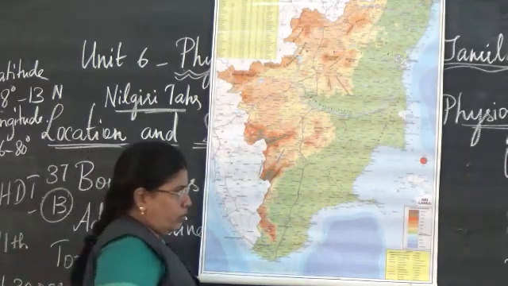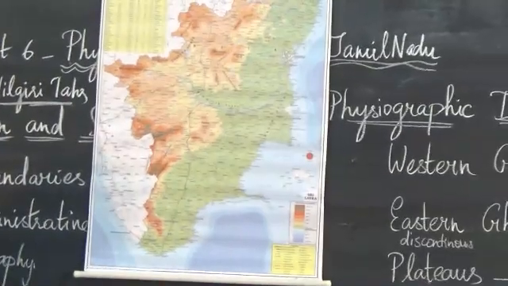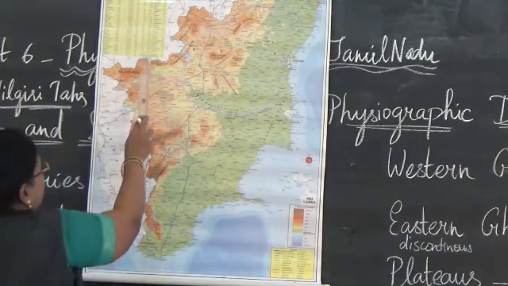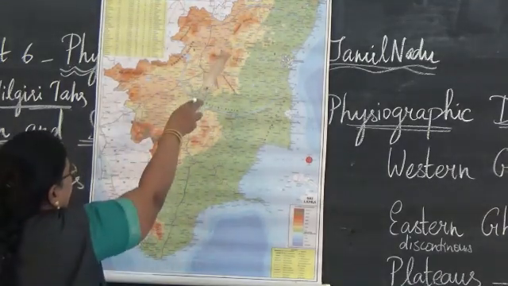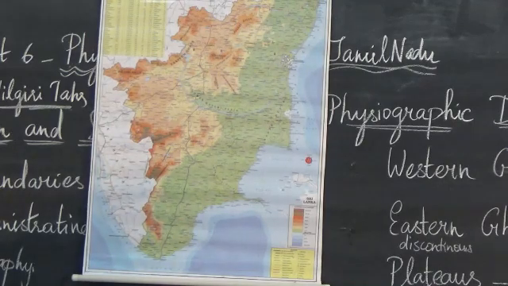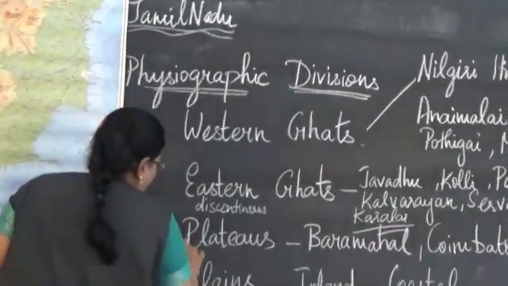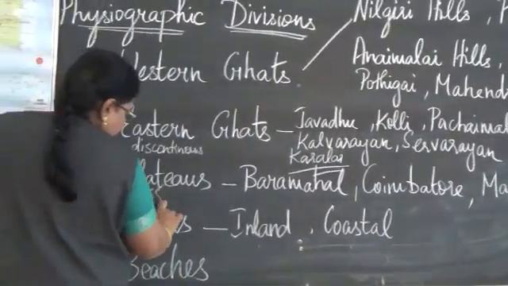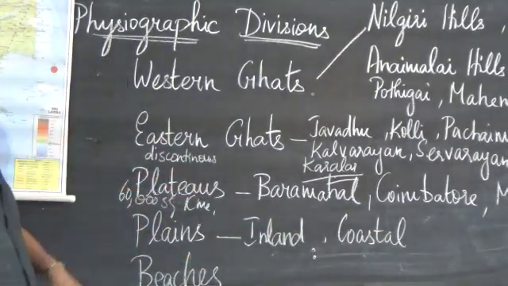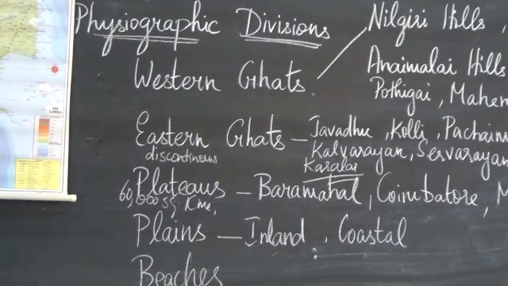Next we focus on the topic plateaus. You know, Tamil Nadu lies in the plateau region and this plateau of Tamil Nadu is located in between the Western Ghats and the Eastern Ghats. So we have the plateau region in between. It is roughly triangular in shape and it covers nearly 60,000 square kilometers. The plateau region is divided into three: Baramahal Plateau, Coimbatore Plateau and the Madurai Plateau.